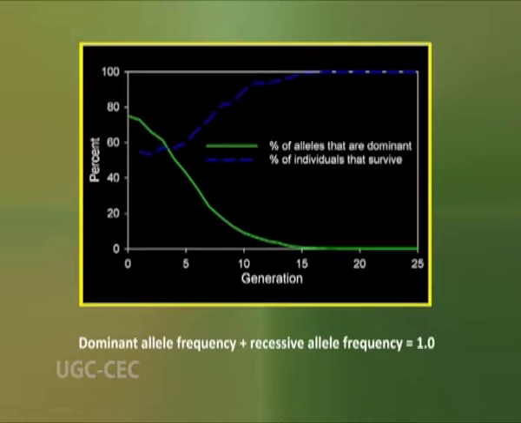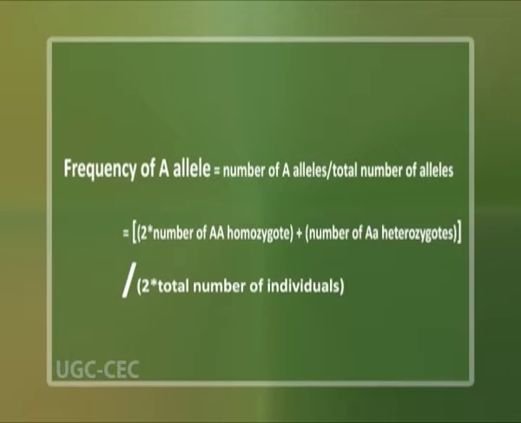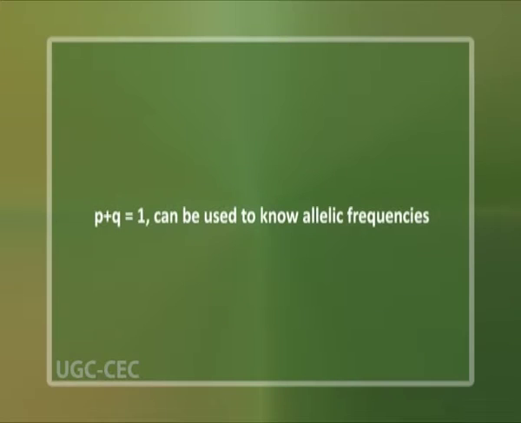Since the total population represents 100% or 1, it can be seen that dominant allele frequency plus recessive allele frequency is equivalent to 1. Mathematically, the frequency of the A allele is equal to the number of A alleles divided by the total number of alleles, that is, twice the number of capital A capital A, the homozygotes, plus the number of capital A small a, the heterozygotes, divided by twice the total number of individuals. Alternatively, the equation p + q = 1 can be used to know allelic frequencies.